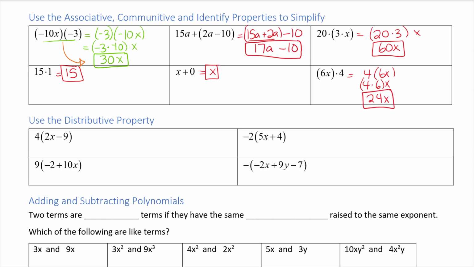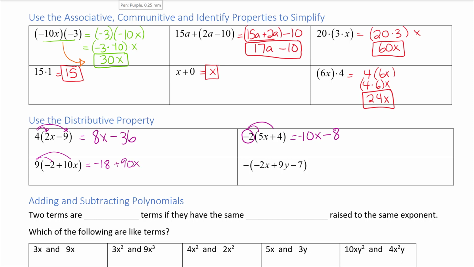In the next section, we're using the distributive property. This is just a little bit of practice for the distributive property. The 4 in the front needs to distribute to both terms. So 4 times 2x is 8x. 4 times 9 is 36. Next, I have a negative 2 in front. That's going to distribute to both. Negative 2 times 5x is negative 10x. Negative 2 times 4 is negative 8. Distribute the 9. 9 times negative 2 is negative 18. 9 times 10x is 90x.